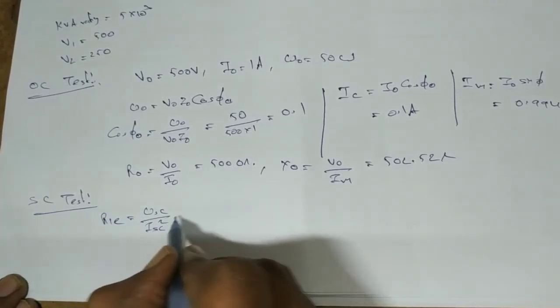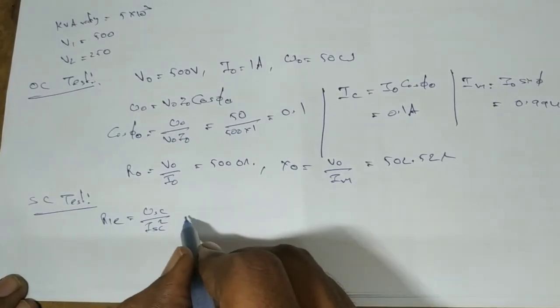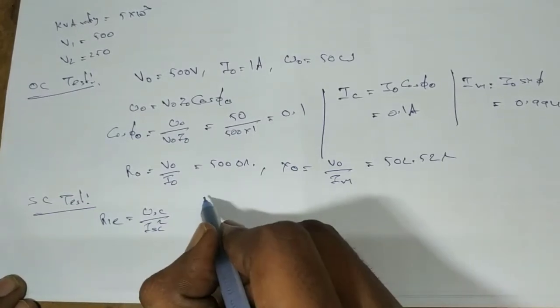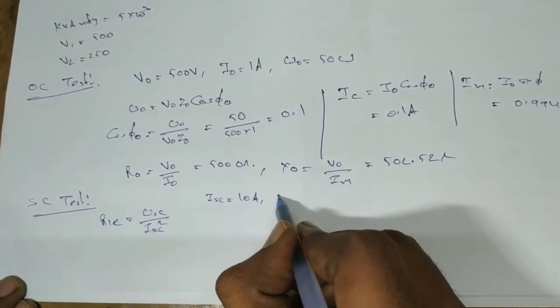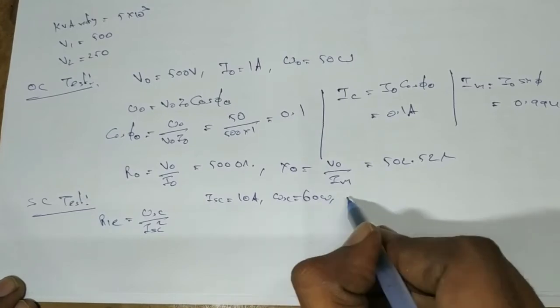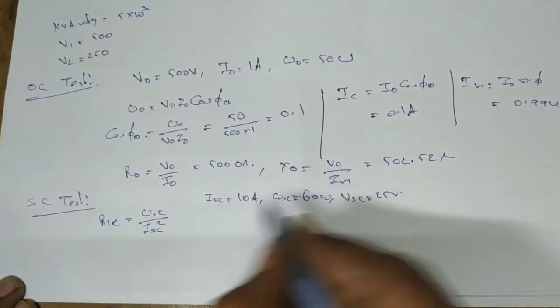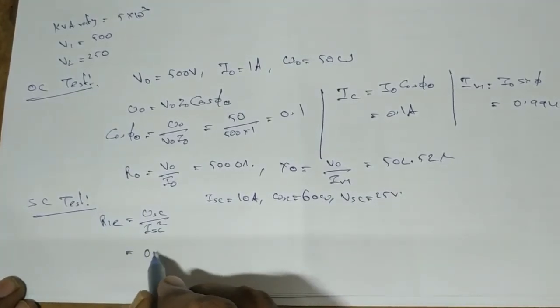In the SC test, R1E is equal to WSC by ISC square. Already it is given in the question that the ammeter value is 10 amperes, the wattmeter value is 60 watts, and the voltmeter value is 25 volts. And if you substitute those values, we will get R1E as 0.6 ohms.